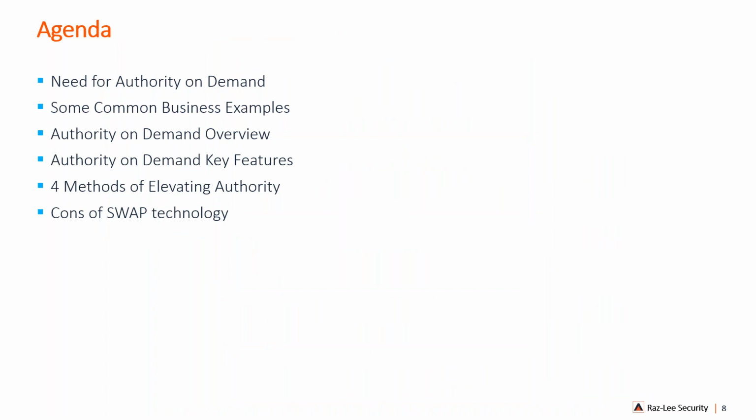What is the purpose of the product? Why do we need Authority on Demand? We will show you some business examples, an overview of the product, the main key features, and 4 methods to grant authority. And you will see the power of this product and the simplicity of how to implement it in your company, with high quality of authority in your production systems.